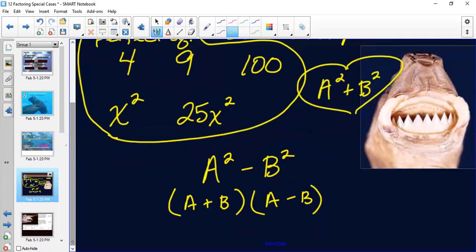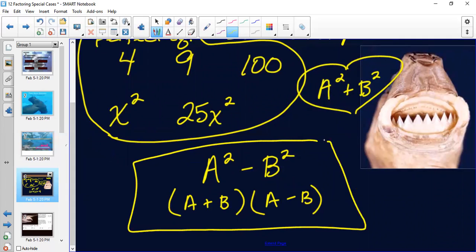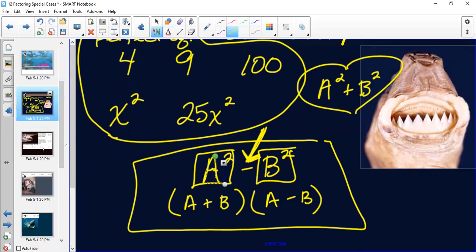And this is how we factor a difference of perfect squares. So 2 things have to occur. We have to have a subtraction sign, and they both have to be perfect squares. If that's the case, we can factor it. What you do is take the square root of the first term, so the square root of A squared is just A. And you take the square root of the second term, which is just B, and you put one plus and one minus. Let's see what this looks like in action.